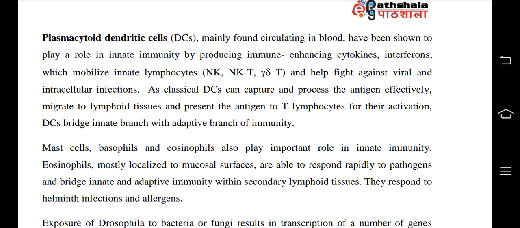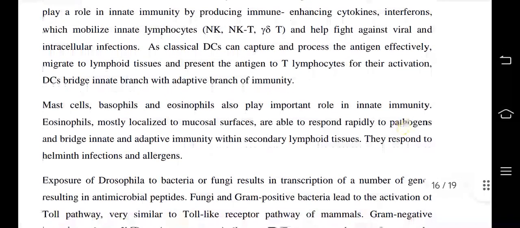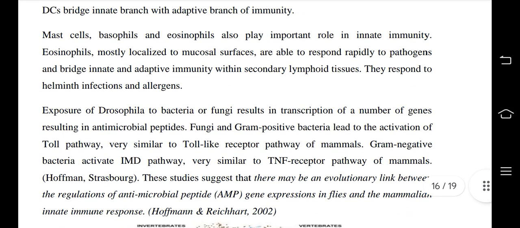Classical dendritic cells can capture and process the antigen effectively, migrate to lymphoid tissue and present the antigen to T lymphocytes for their activation. DCs bridge the innate branch with the adaptive branch of immunity. Mast cells, basophils, and eosinophils also play an important role in innate immunity. Eosinophils, mostly localized to mucosal surfaces, are able to respond rapidly to pathogens and bridge innate and adaptive immunity within secondary lymphoid tissue. They respond to helminth infections and allergens.